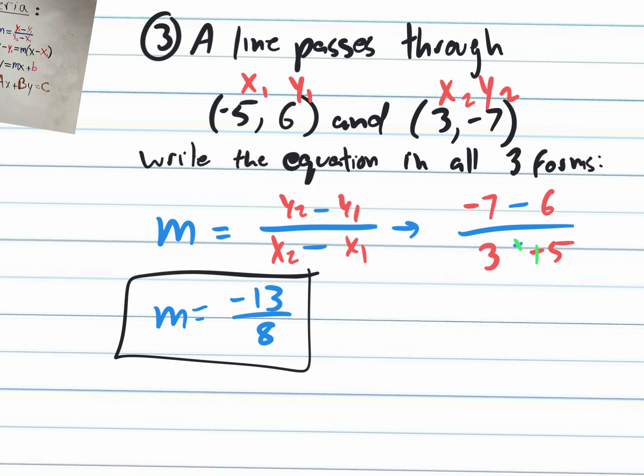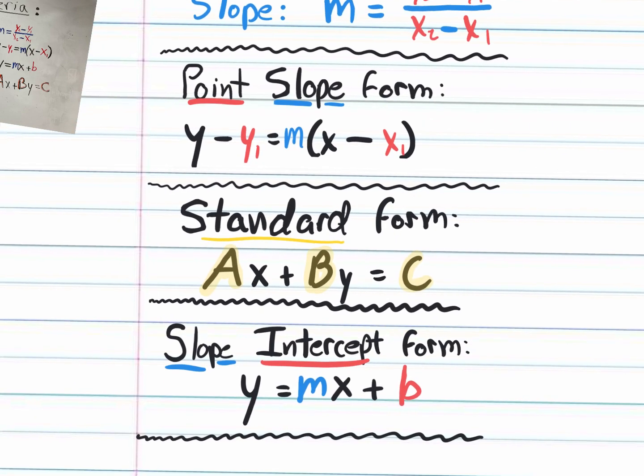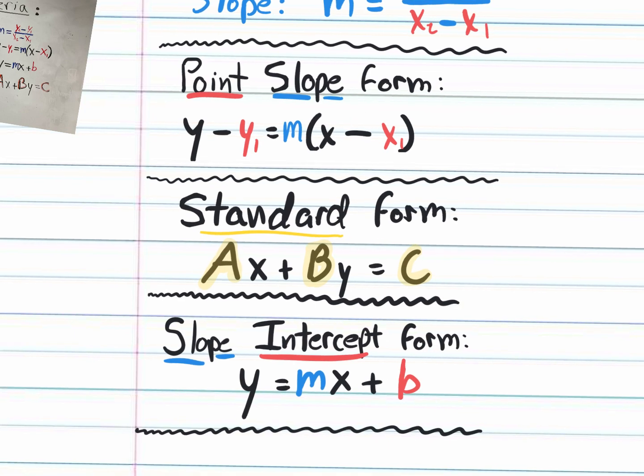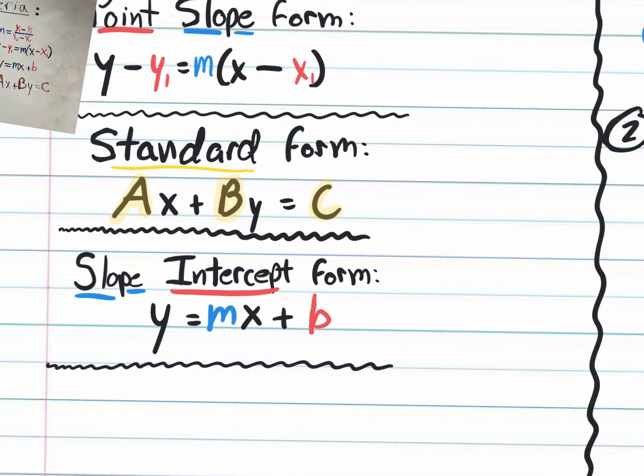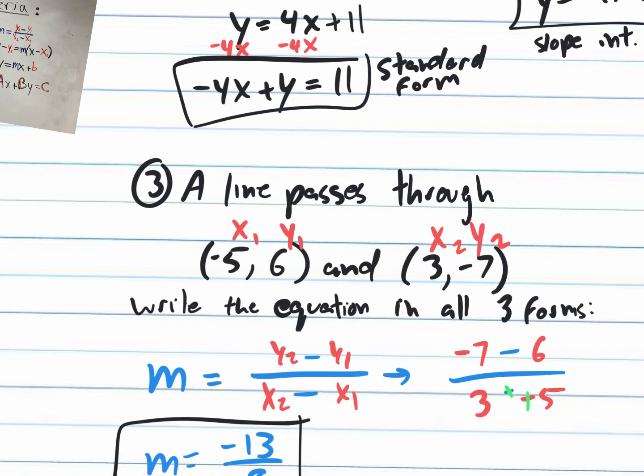So anyway, what do we have now? We have an M, and do we have a B value? No. What else do we have? We have points, right? You have 1 point, 2 points. So you have a point and you have a slope. If you have a point and a slope, what form are you going to use? Point slope form, right? So let's use point slope form.